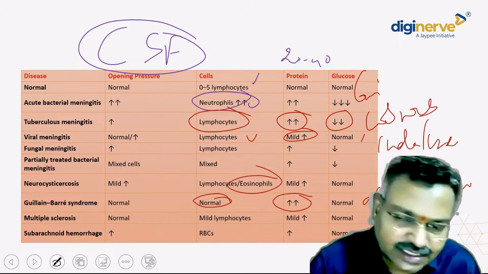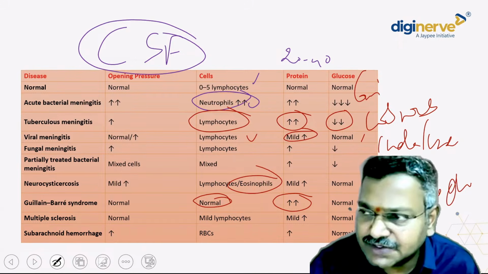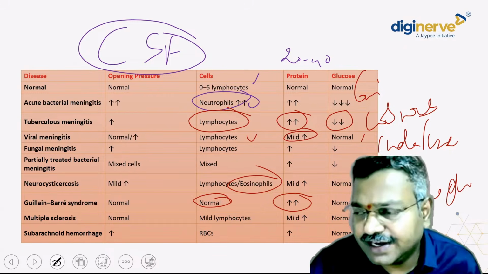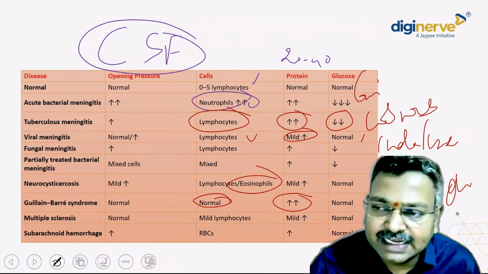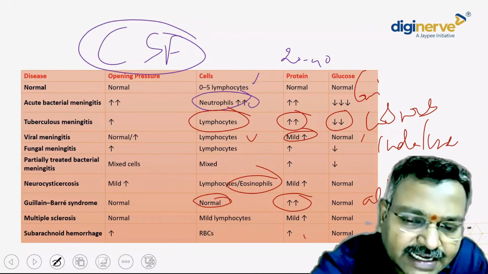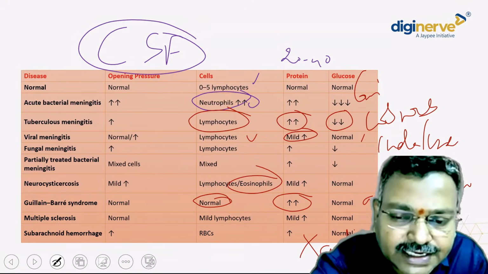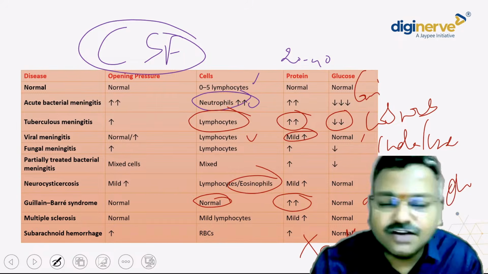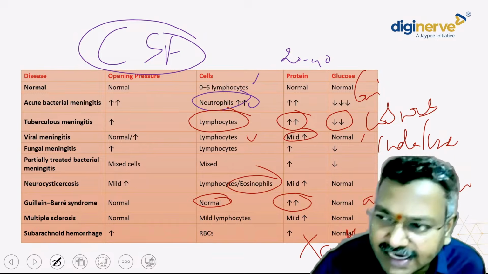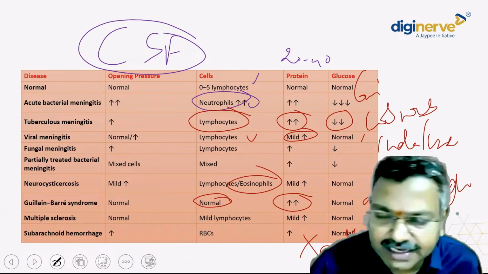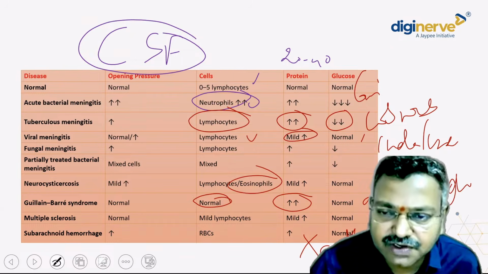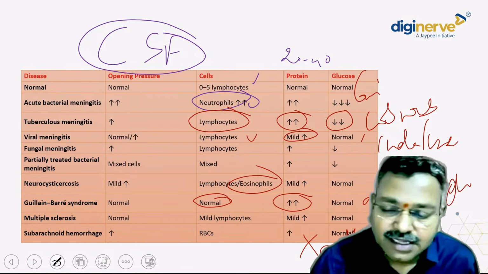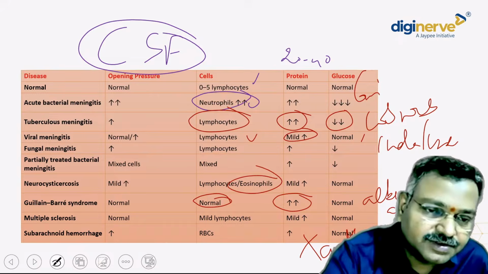Multiple sclerosis, a demyelinating disease. So you will have mild lymphocytosis with protein elevated. Sugar will be normal. Subarachnoid hemorrhage, you will find a lot of RBCs, and if you keep it standing, you get a yellow supernatant. That is what we call xanthochromia, very characteristic of subarachnoid hemorrhage, where the patient comes with headache, can have neck stiffness. Sometimes you might mistake it for meningitis, but we call it meningismus. So CSF findings, please remember, very, very common question asked, you will have to decipher.